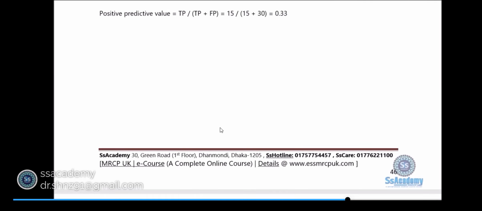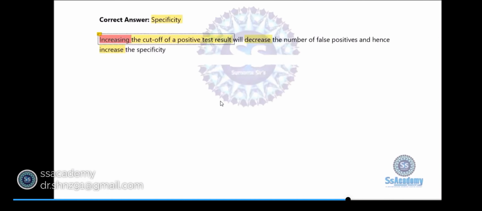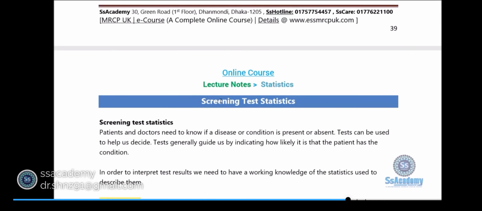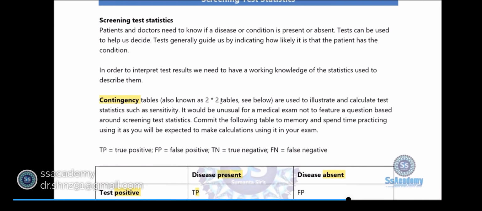So the summary talk, my dear, is really important. The boxes that we've already studied: the sensitivity, specificity, and the contingency table, the screening test statistics. Sensitivity is the positive test, true positive divided by true positive plus false negative. Specificity is the negative test results: true negative divided by true negative plus false positive. Positive predictive value, all are positives: true positive divided by true positive plus false positive. Negative predictive value is all negatives: true negative divided by true negative plus false negative.